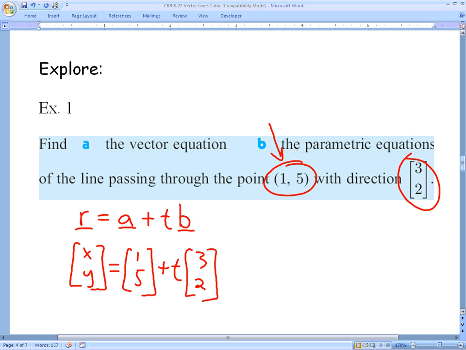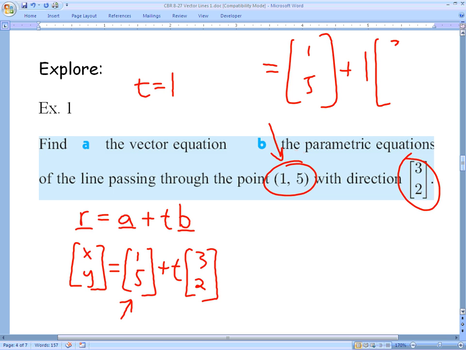Now, what is this useful for? Well, obviously, we have a point right here, which is (1, 5). And if I want to find any other points on this line, I can plug in different values of t. For example, if I plug in a value of 1 for t, I could take that 1 and distribute it. Well, let me write it out. So then we would have (1, 5) plus 1 in place of our t, times (3, 2).